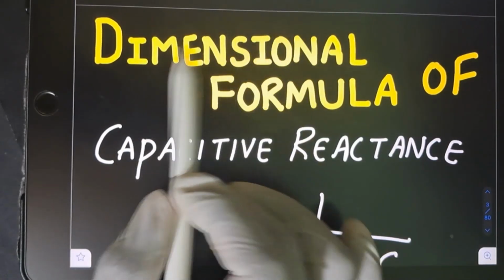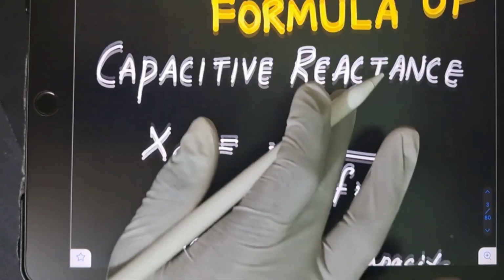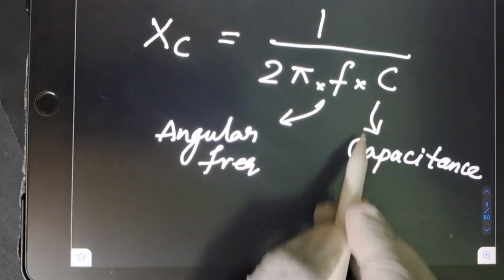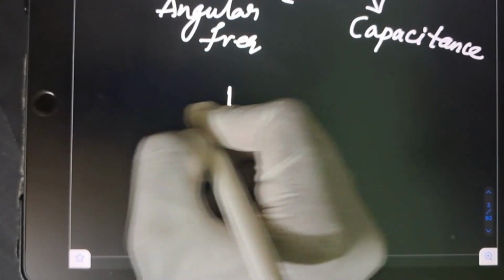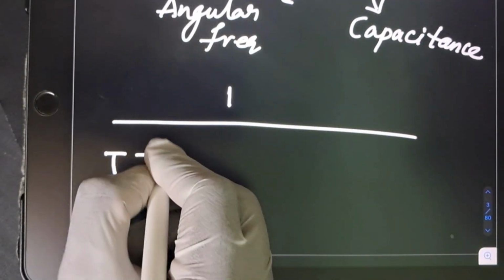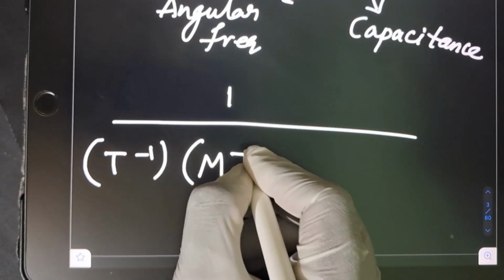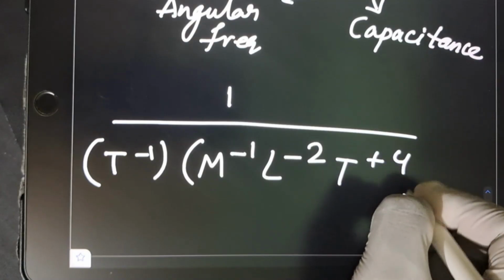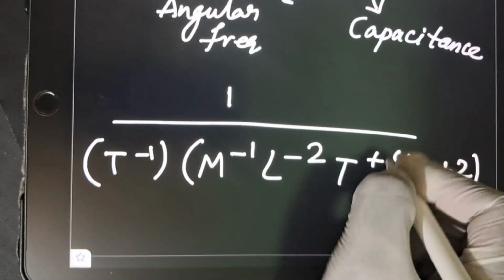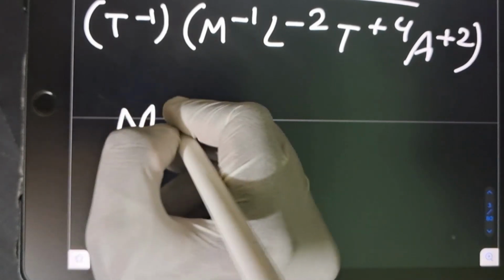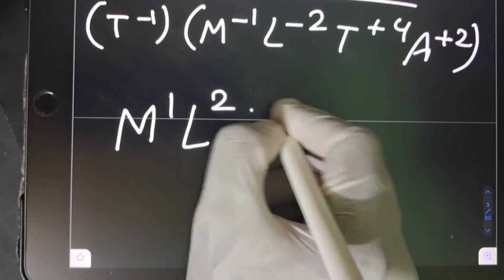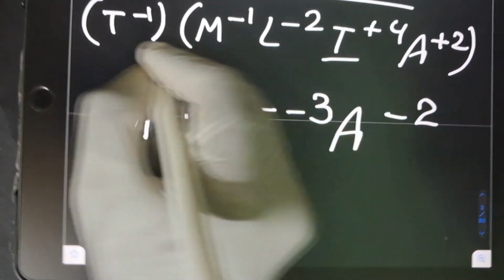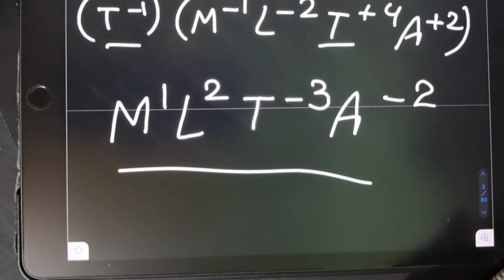To find the dimensional formula of capacitive reactance, Xc is equal to 1 by 2 pi F C. Here F represents frequency, C represents capacitance. So 1 by angular frequency T power minus 1, and capacitance dimensional formula M power minus 1, L power minus 2, T power 4 and A power plus 2. On reciprocal we get M power 1, L power 2, T power minus 3, A power minus 2. This is the dimensional formula of capacitive reactance.